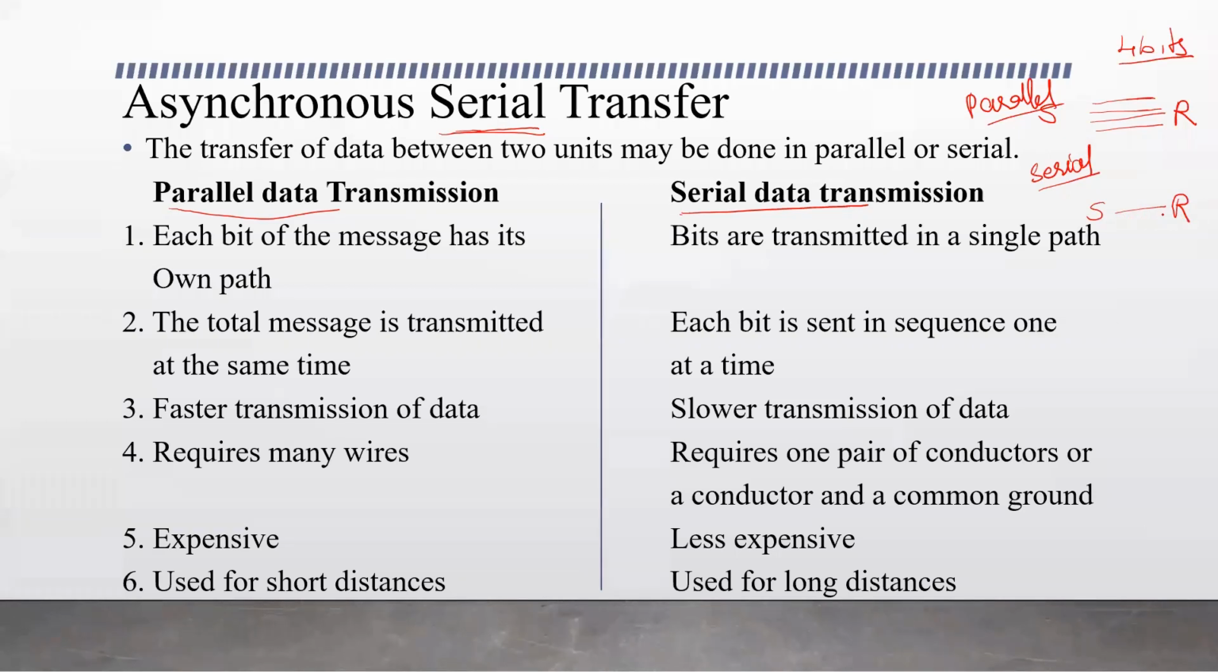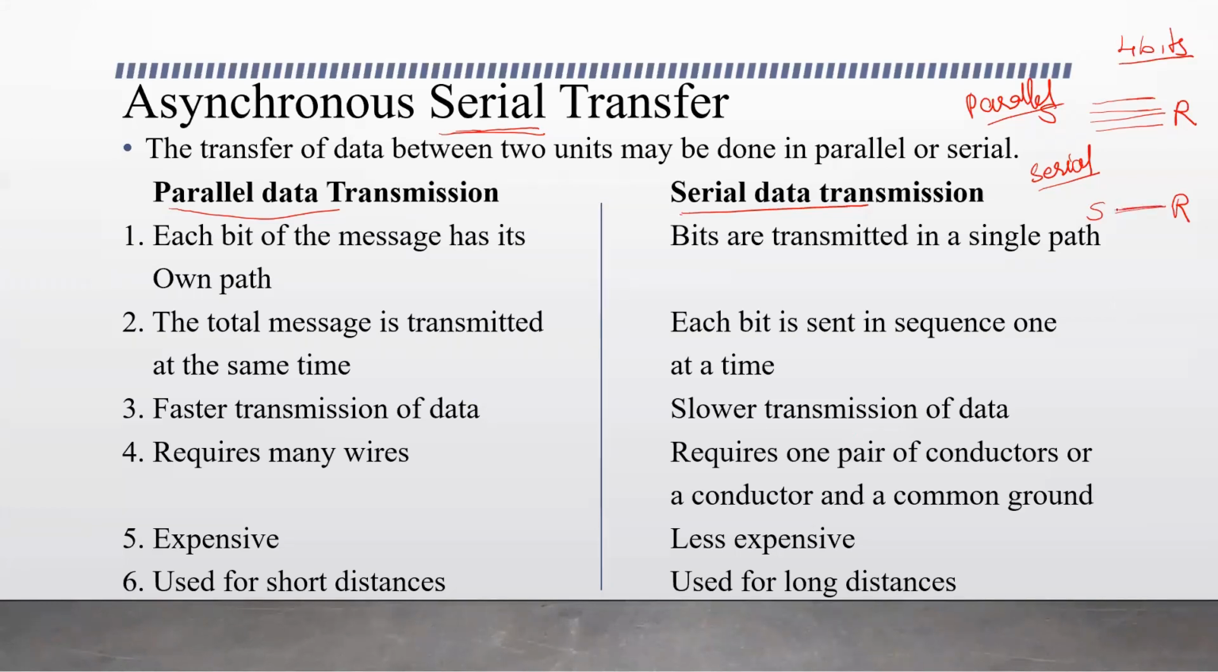So how is it done? The bits cannot be sent parallelly here. As we have a single path, the bits need to be transmitted one after the other. So each bit is sent in sequence, one at a time. One bit at a time. And so the bits are sent in sequence, one after the other. In parallel transmission it is faster, but in serial, the transmission is slower.